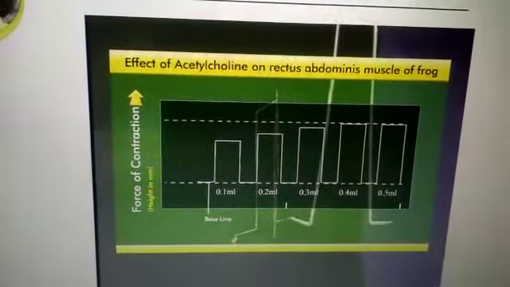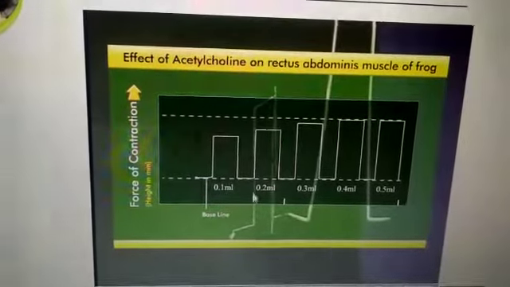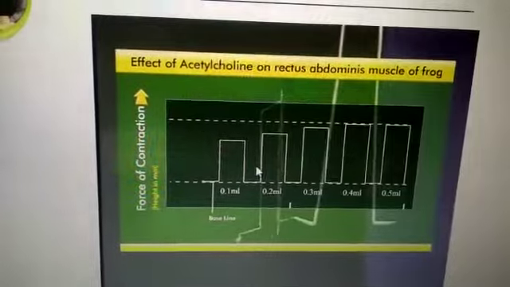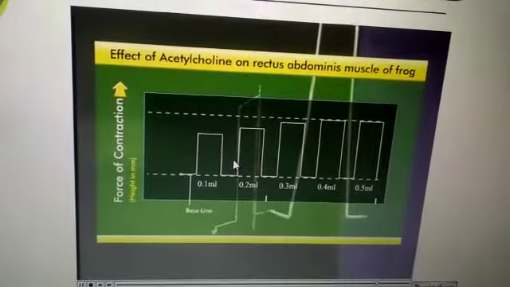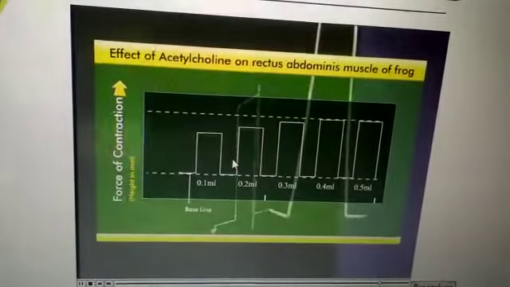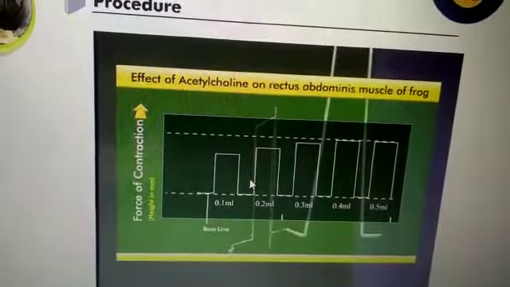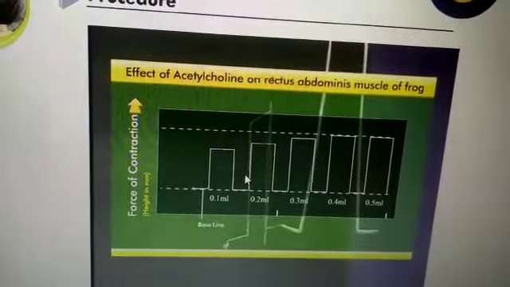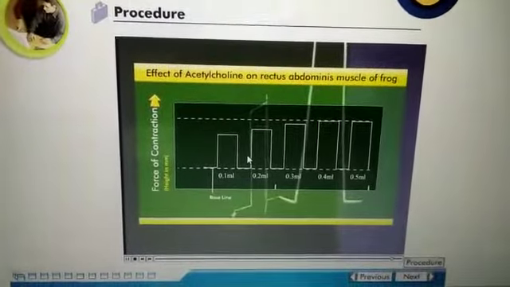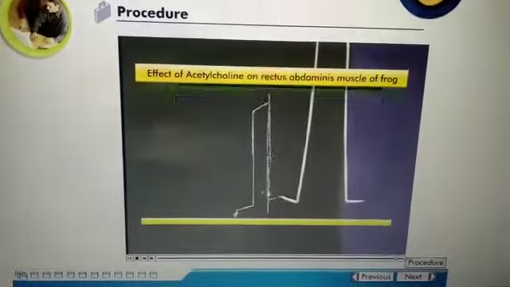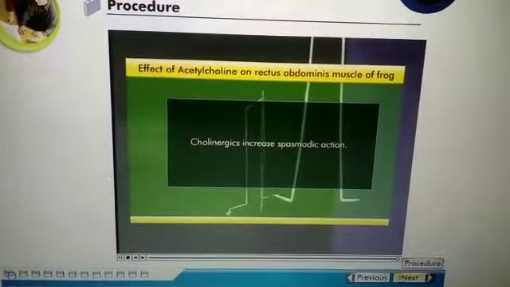Now measure the height of each response in millimeter. Height of response is indicative of muscle contraction. You can see that with the increasing doses of acetylcholine, muscle contraction increases. Hence, we can say that cholinergics increase spasmodic action.